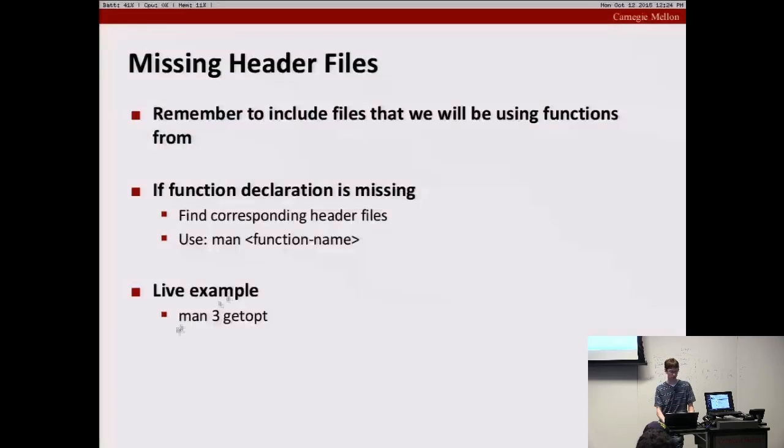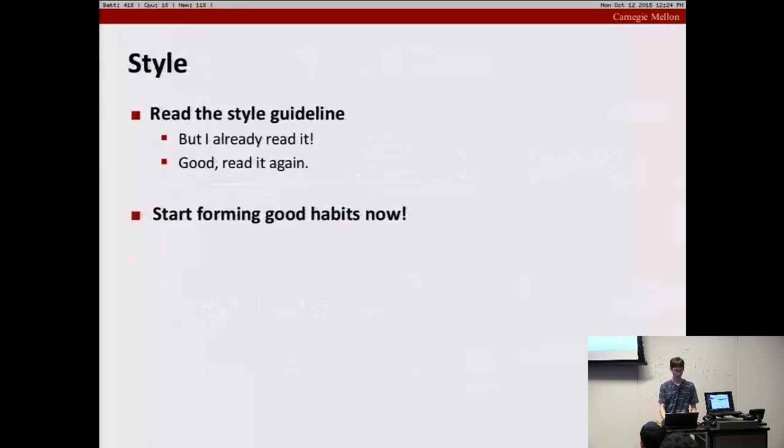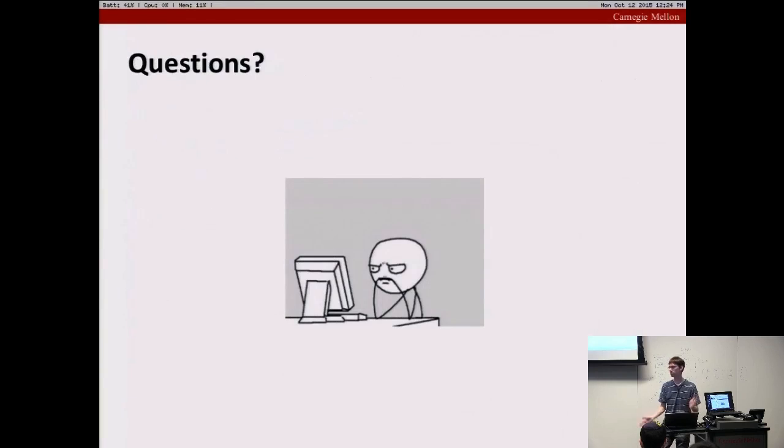Here's the man page for getopt, which I showed you already. Eviction policies of cache: these slides will be online. I know we're over time. You should know that the first row of matrix A is going to evict the first row of matrix B. They conflict with each other. They have the same set and tag, so they're going to overwrite each other, so you need to worry about accessing them in an order so that you don't overwrite things more than you have to. Matrices are stored in row major order, so all the elements of a row are consecutive, and then the next row, and then the next row. Read the style guideline. Any questions?